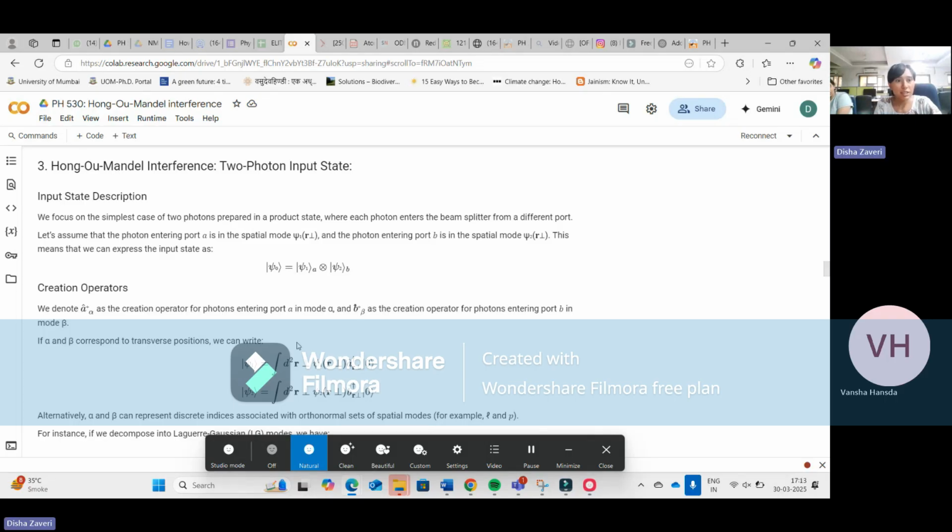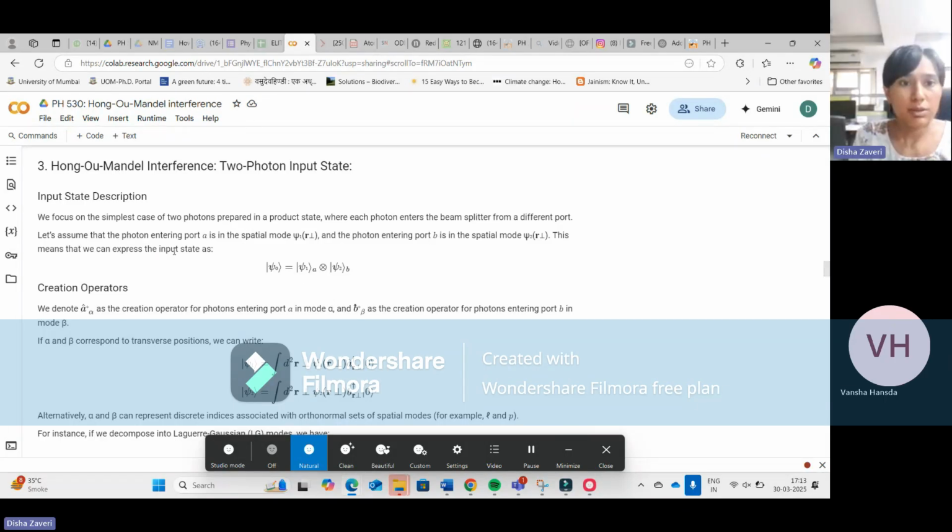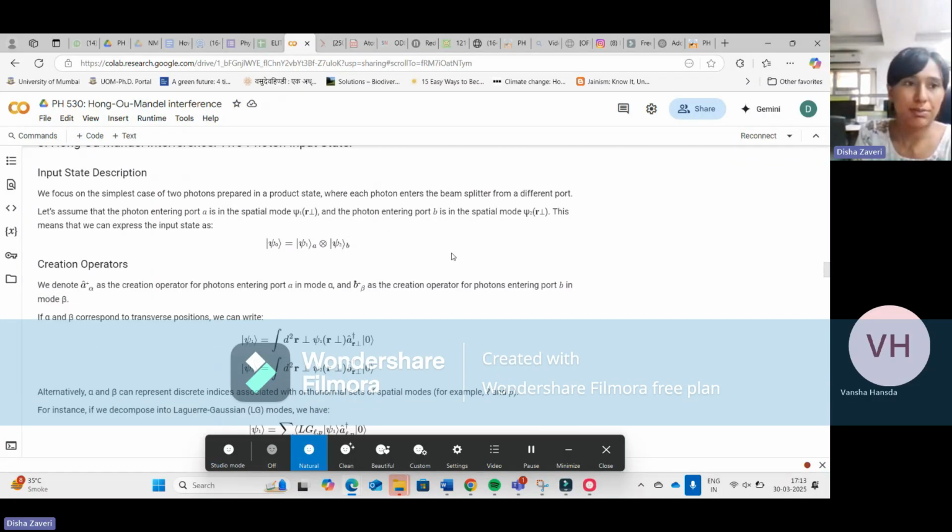First of all, we'll start to talk about the polarization and frequency degenerate photons. So let's start with input state description. We are focusing on the simplest case of two photons which are prepared in a product state, where each photon enters the beam splitter from a different port.